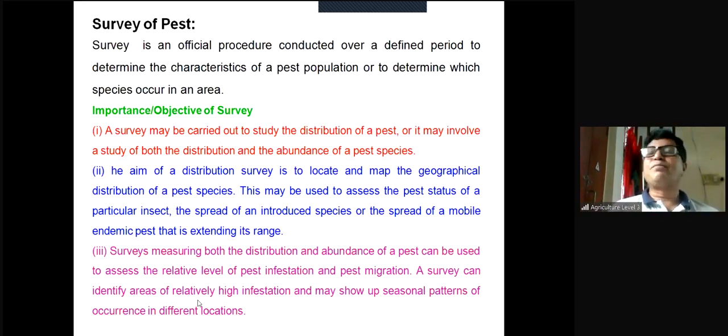Based on different seasons, we can see different numbers of these species. And how can we know it? By surveying. Occurrence in different locations: we can know the pattern of a particular insect species at different locations. This is also possible by the survey. So, all about this survey, is it clear to you?